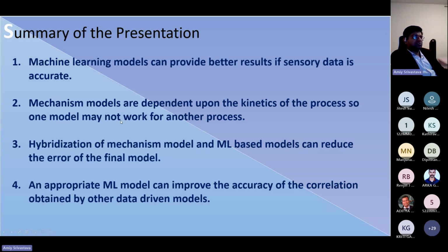Then, mechanism models are dependent upon the kinetics of the process, so one model may not work for another process. Then, hybridization of the mechanism model and ML based model can reduce the error of the final model, and an appropriate ML model can improve the accuracy of correlation obtained by other data-driven models.